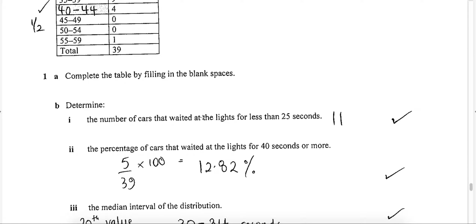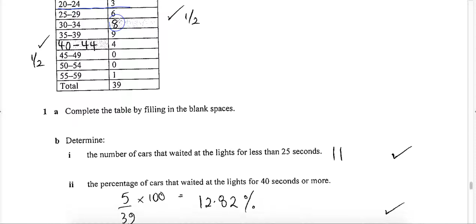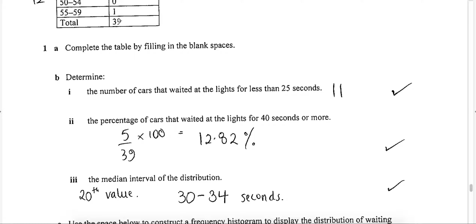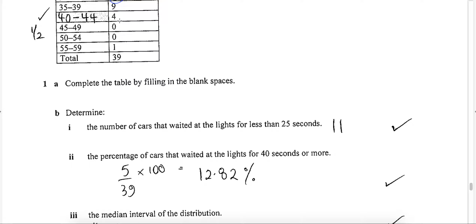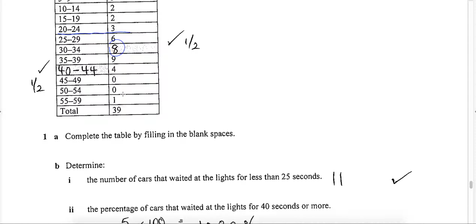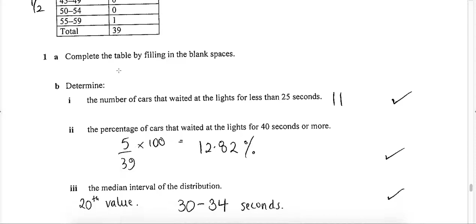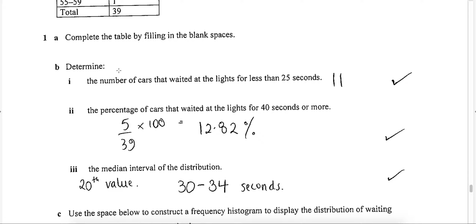Number of cars that waited at the lights for less than 25 seconds. Well, I need to find that here. So that's 25 is here. So less than 25 would be everything above that. So 3, 5, 7, 10, 11. 11 cars. Percentage that waited 40 seconds or more. So find your 40, add them up. There's 5 of them. And there were 39 altogether. You can see that in the total. So 5 on 39 by 100.